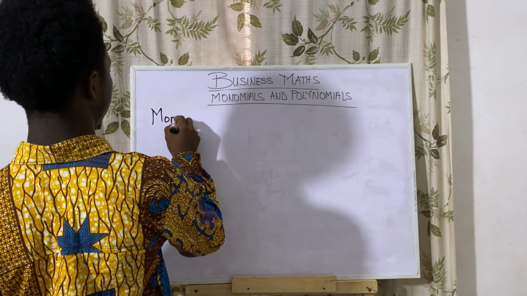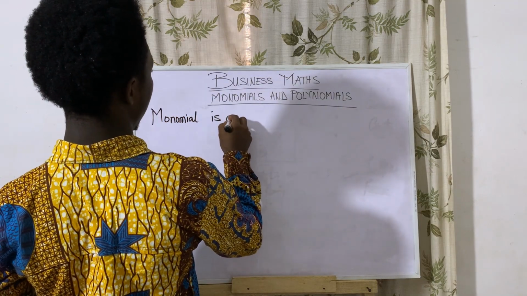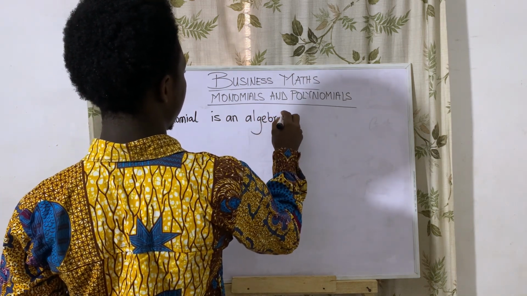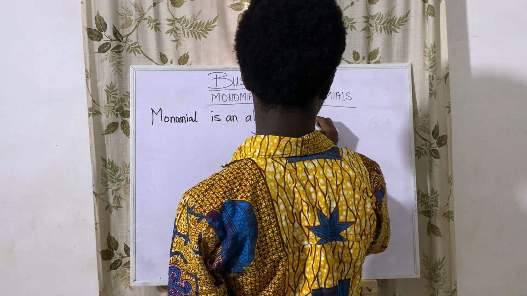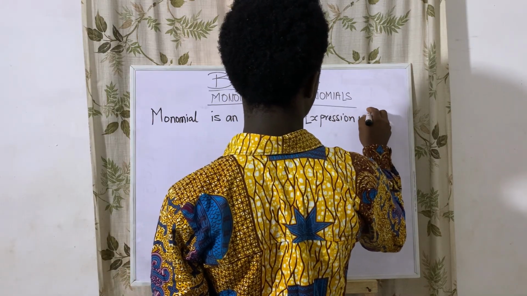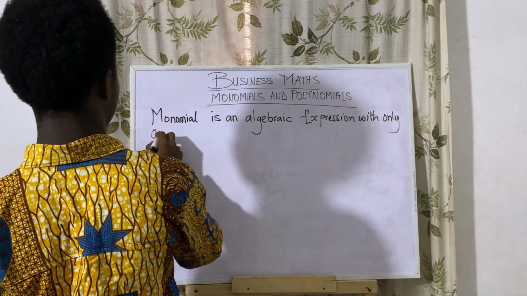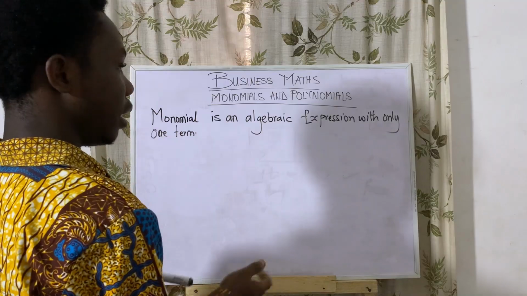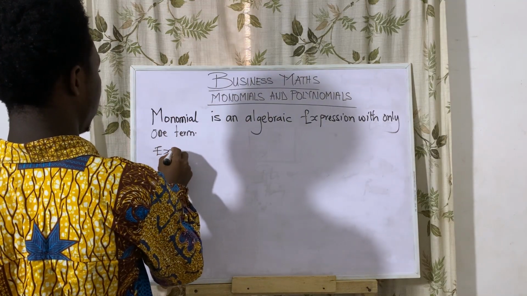Monomial is an algebraic expression with only one term. So an example of this algebraic expression, or monomial.